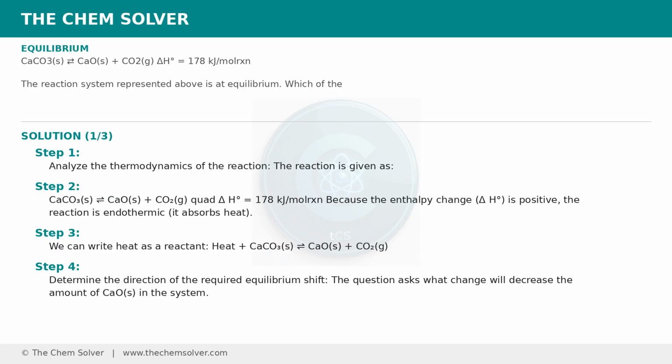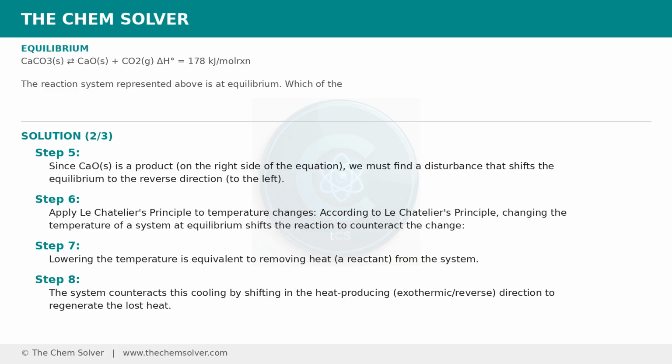We can write heat as a reactant. Heat plus CaCO3 is in equilibrium with CaO plus CO2. Determine the direction of the required equilibrium shift. The question asks what change will decrease the amount of CaO in the system. Since CaO is a product, on the right side of the equation, we must find a disturbance that shifts the equilibrium to the reverse direction, to the left.